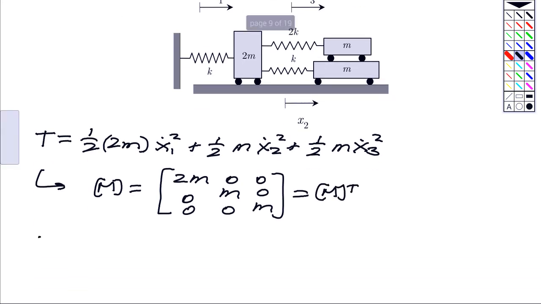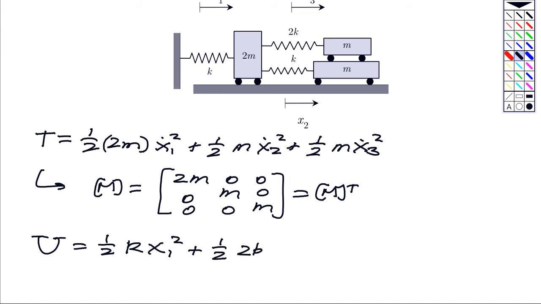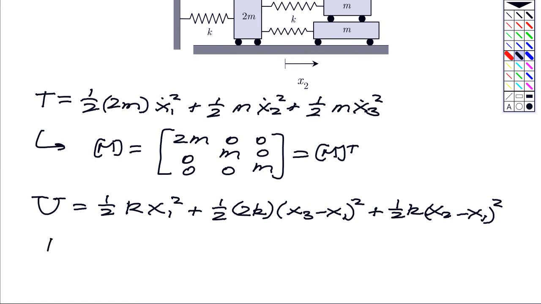The potential, we're going to have the spring on the left is 1/2 k x1 squared. Spring on the top right, it has a stiffness of 2k. The stretch in the spring is given by x3 minus x1 squared. And the spring bottom right is 1/2 k. It stretches x2 minus x1, so that's squared like that. We know that our stiffness matrix is the mixed partials of the strain energy with respect to xi and xj evaluated at the equilibrium state.